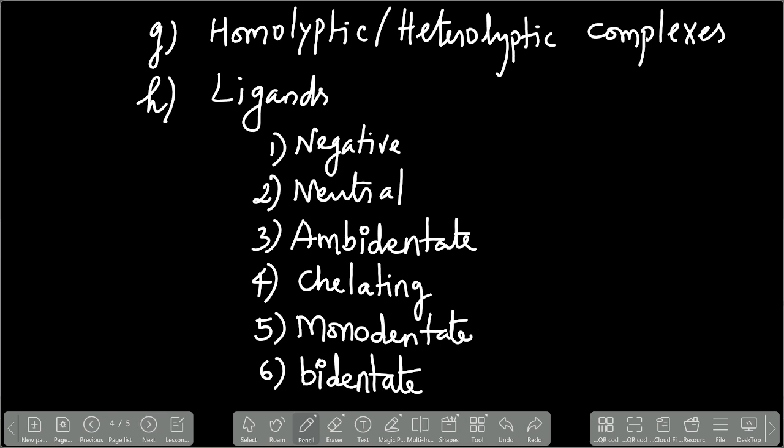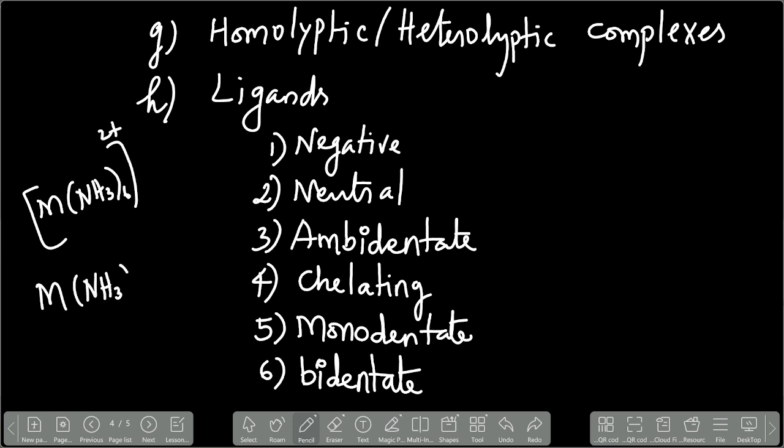And next one is homoleptic and heteroleptic complex. See, when the metal is bonded with similar kinds of ligands, this is called a homoleptic complex. When the metal is bonded with different kinds of ligands, like NH3 5 and Br, now two different ligands, right? When more than one kind of ligand is present in the coordination sphere, it is called heteroleptic. Only one kind of ligand present in the coordination sphere is called homoleptic. That example also you can take.